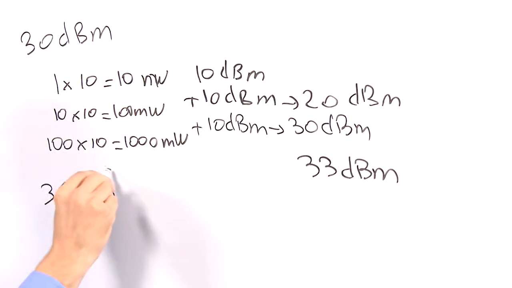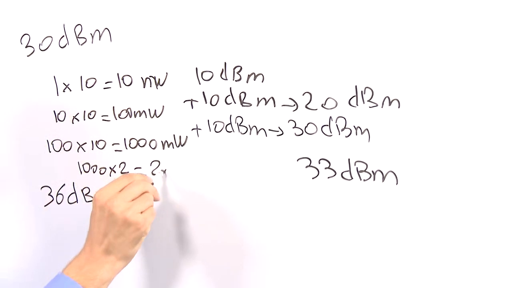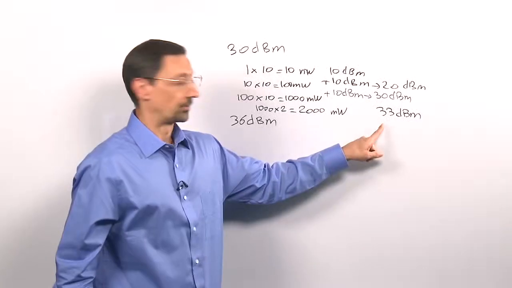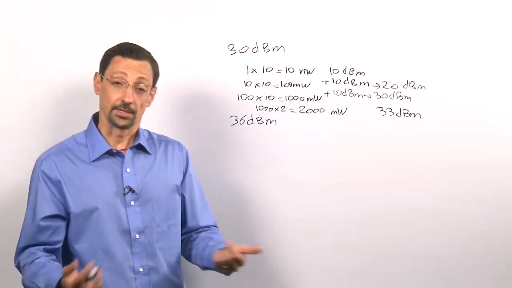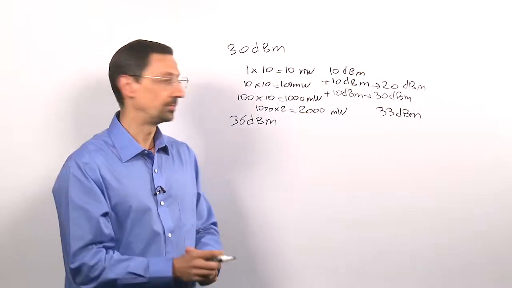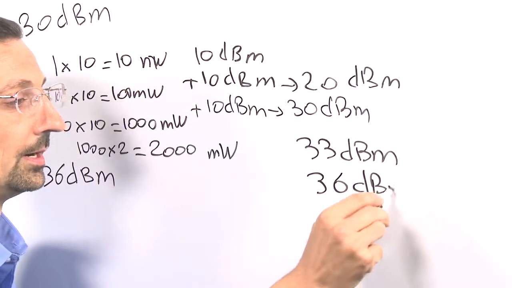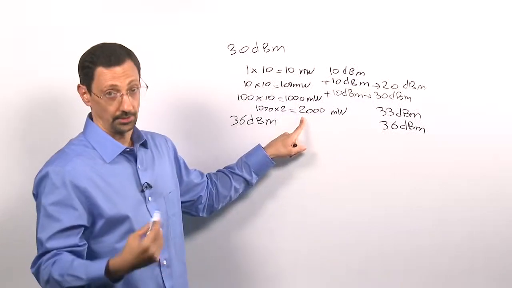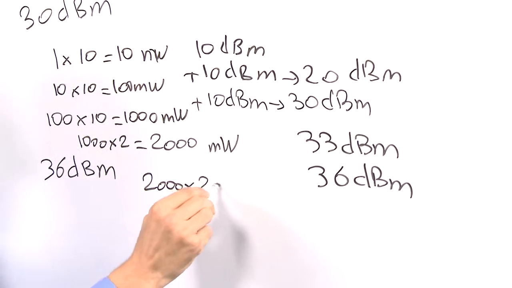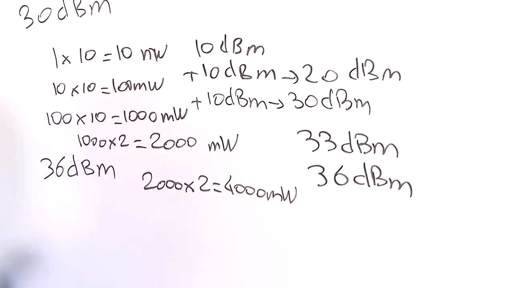So that's going to be 1,000 times 2, 2,000 milliwatt. From 33 to 36, can I add 3? Yes, I can add 3, and every time I add 3, I multiply by 2. So 36 dBm, that will be this, times 2 again, so 2,000 times 2 equals 4,000 milliwatt, which is 4 watts.